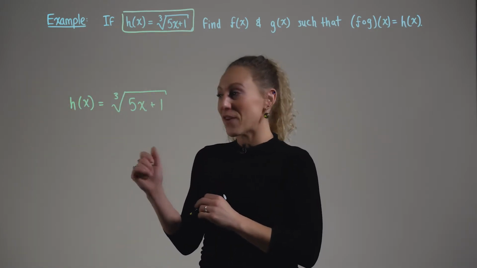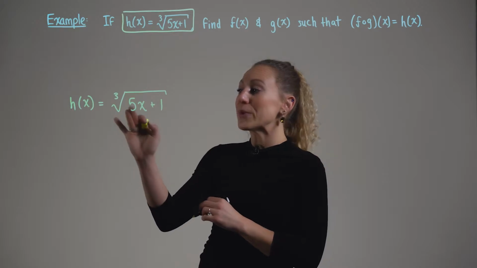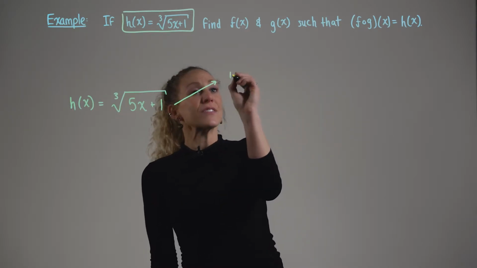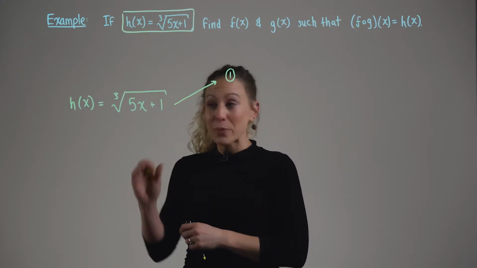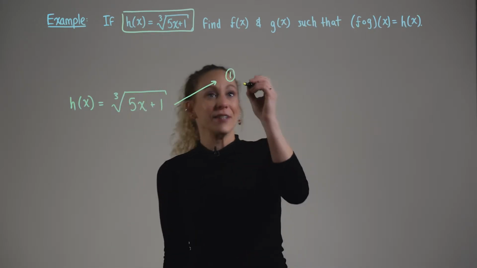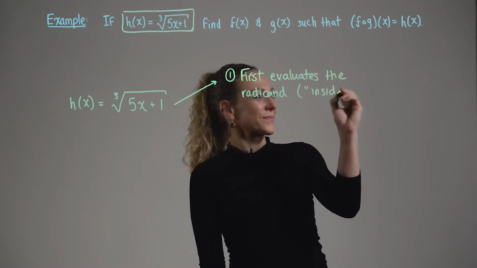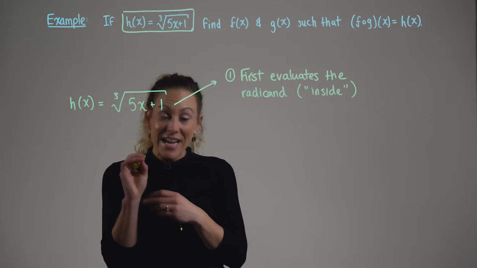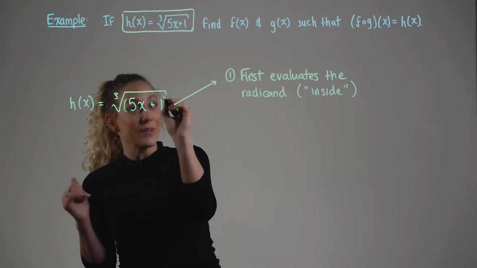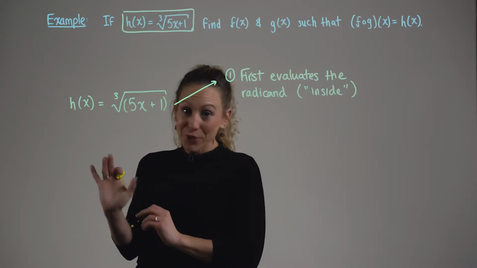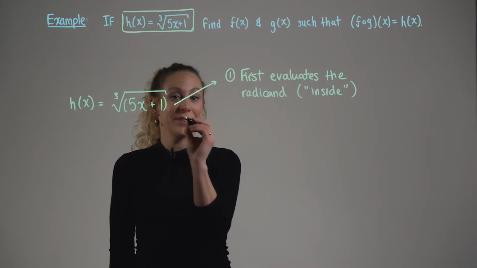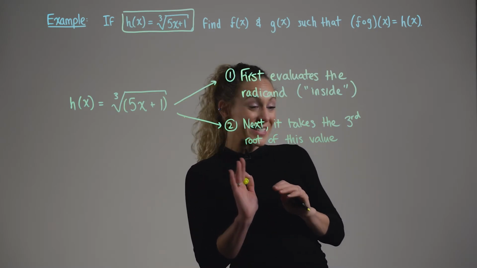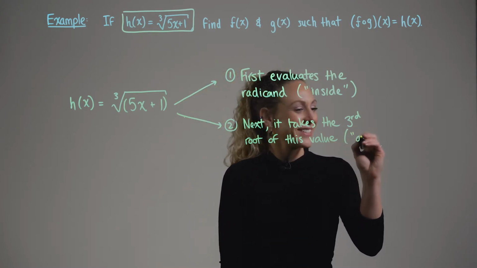So looking at our function h of x is equal to the third root of 5x plus 1, we can see that the first thing this function does is evaluate the radicand, or the inside. Once h of x has evaluated the radicand, it then takes that value and applies the third root to that function's value. So we can think about this second step as the outside.